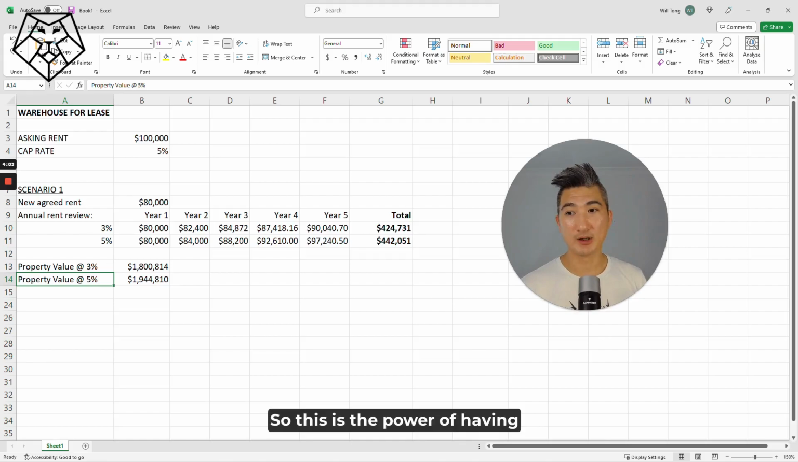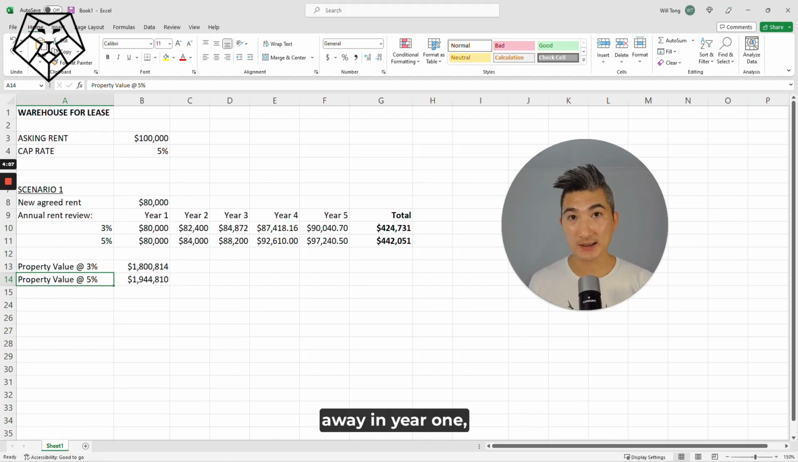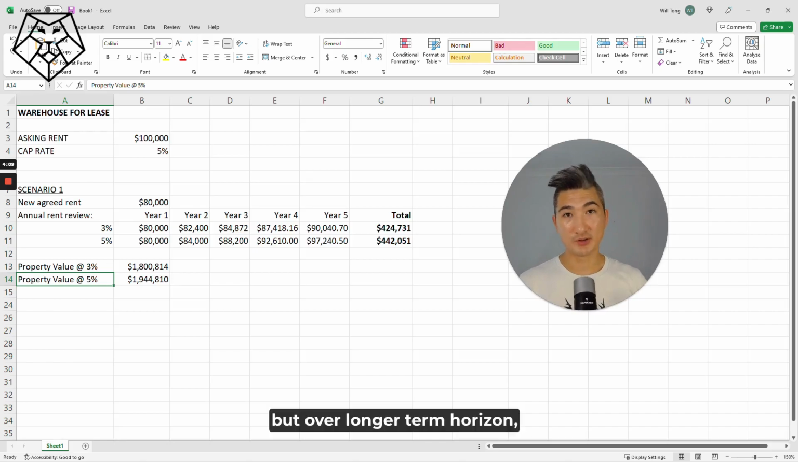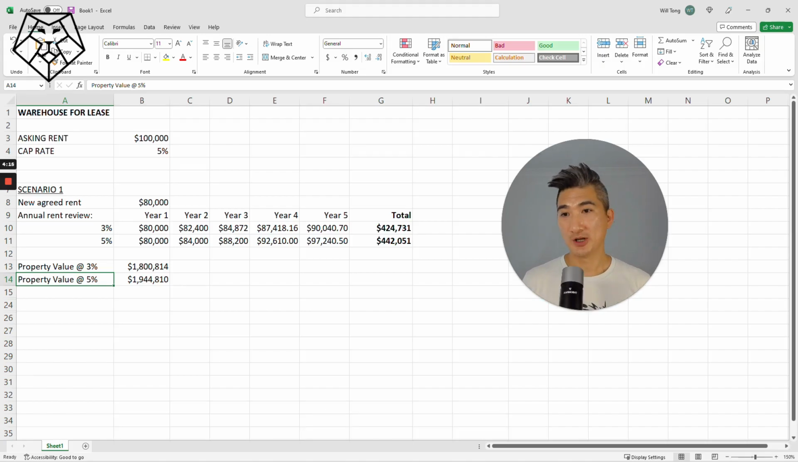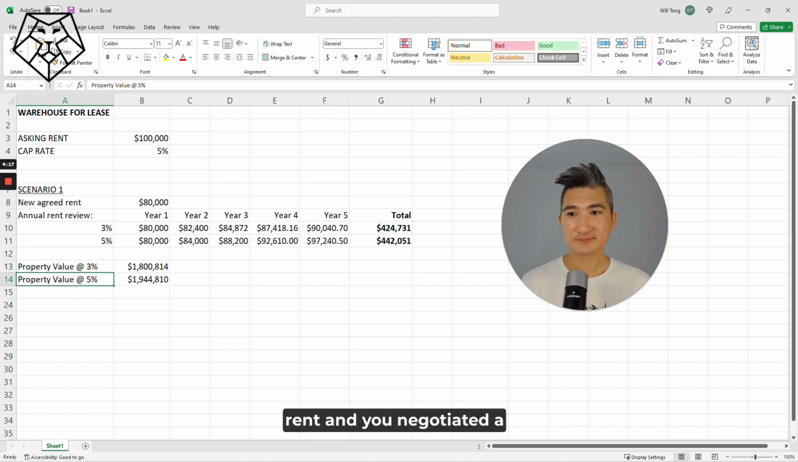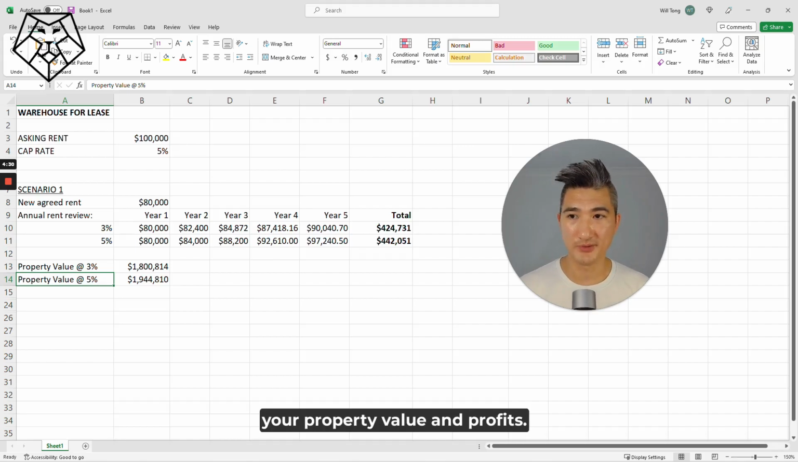So this is the power of having the right rental review. You might not feel it straight away in year 1, but over a long enough time horizon, you're going to start feeling the effects of it. So if you were discounting your rent and you negotiated a very low rental review, you're doing yourself a very, very big disservice. Now, let's look at how to use rental incentives to optimize your property value and profits.